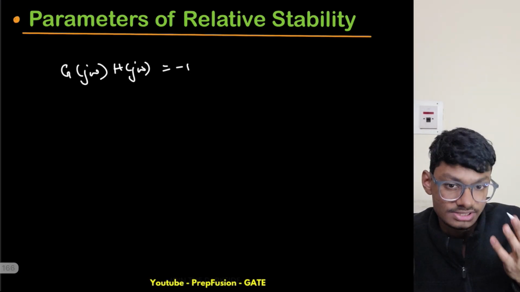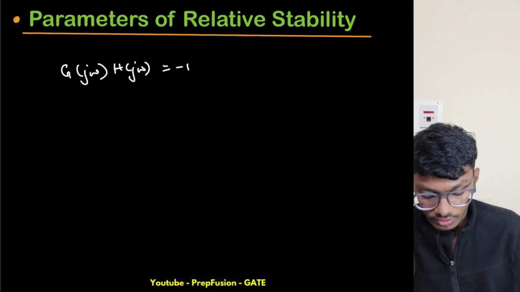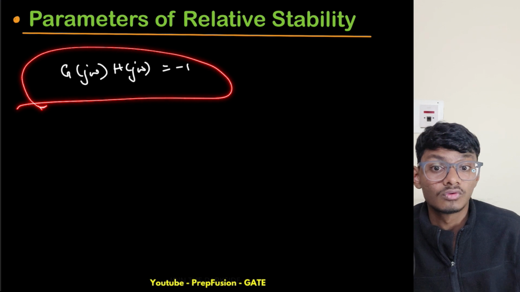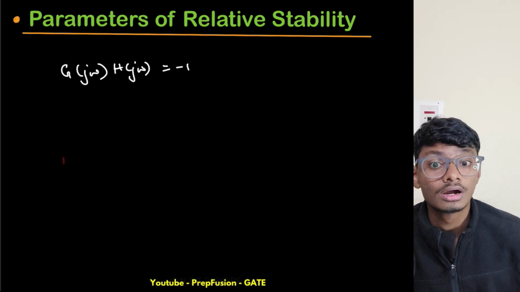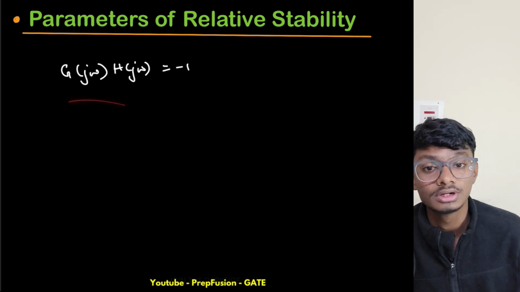Now what is the interesting fact? For any value of omega that satisfies this equation, what does that mean? That value of omega is a crossover frequency. We already studied that in root locus, right? That value of omega is a crossover frequency.